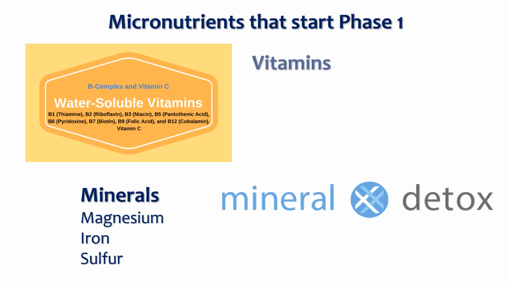So micronutrients that start phase 1: water-soluble vitamins B complex and C, minerals, especially magnesium, iron, and sulfur. Sulfur is a huge one, and other microminerals like selenium. So minerals and vitamins are micronutrients that help the body to start phase 1. In other words, it's like getting a head start on getting rid of some of the toxins in your body in a safer way.